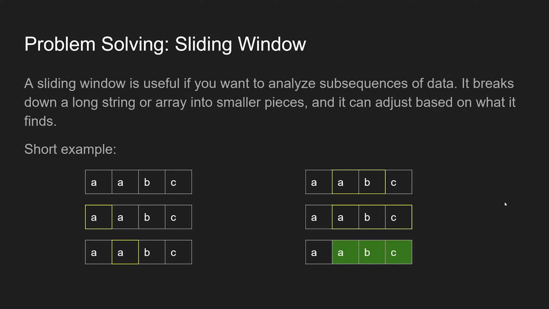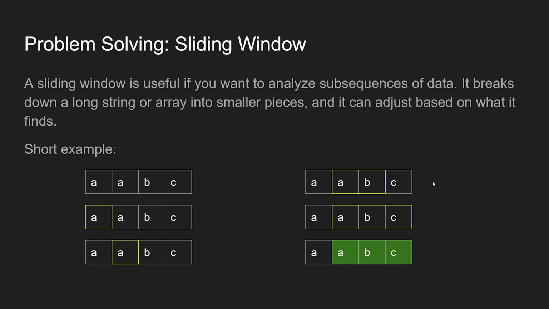And now this is where this tool comes in. It's called a sliding window. So a sliding window is useful if you want to analyze subsequences of data. It breaks down a long string or an array into smaller pieces, and it can adjust based on what it finds or provides.